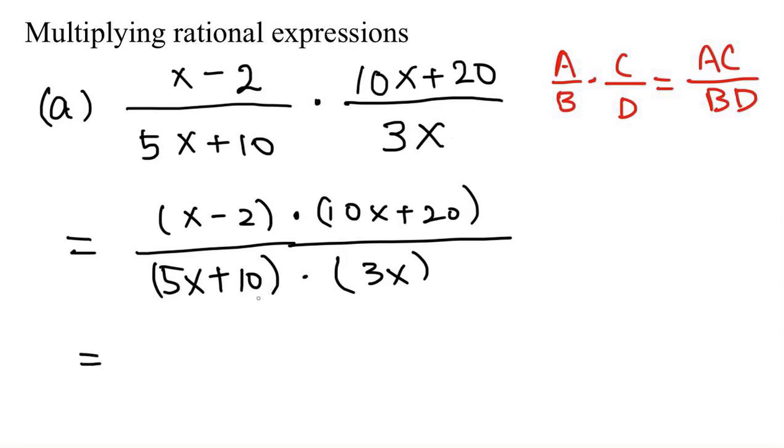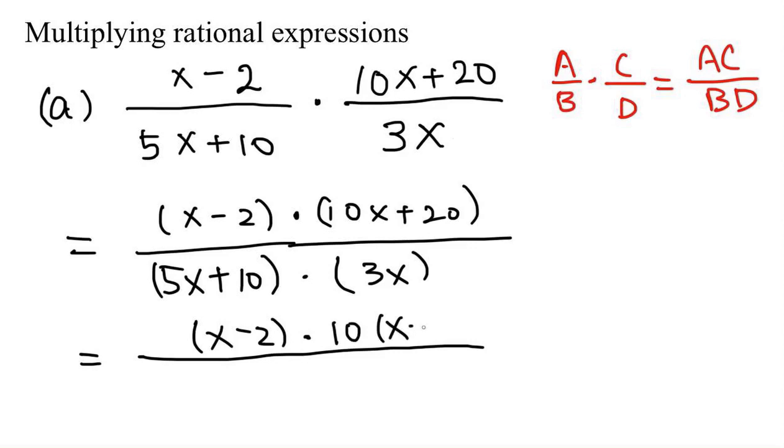Okay, so now we can simplify this rational expression. To do that, let's factor these expressions. X minus 2 has no common factor between the two terms, so there's nothing to do there. But if you look at 10x plus 20, 10 is a common factor between the two terms. So we pull out 10, and that's going to leave x plus 2 in the parentheses. In the denominator, we have 5x plus 10. 5 is common, so pull it out. X plus 2 is left. 3x is already factored, so we just multiply 3x.